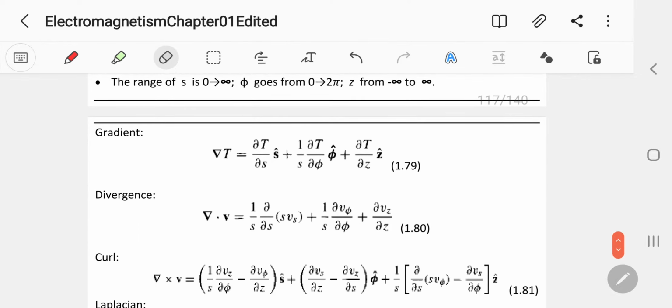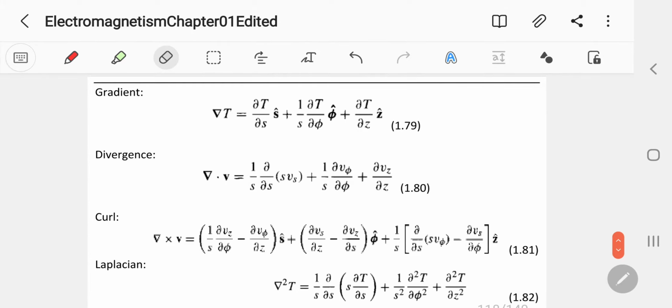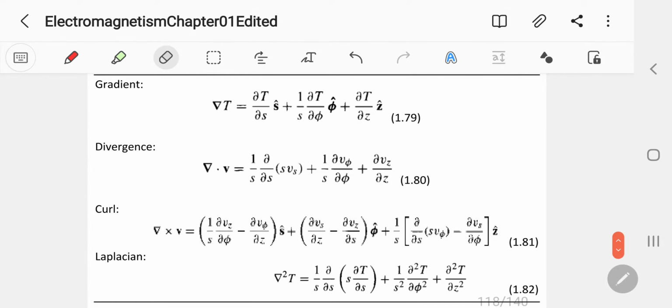So in the cylindrical coordinate system, your gradient, divergence, curl, and Laplacian will have these expressions here. It's not as messy as the spherical coordinate system, but of course each of these coordinate systems, the rectangular, cylindrical, and spherical, has its own advantages in solving problems.